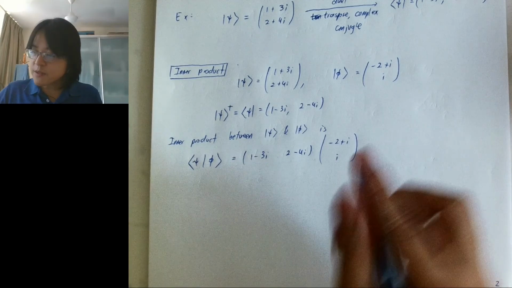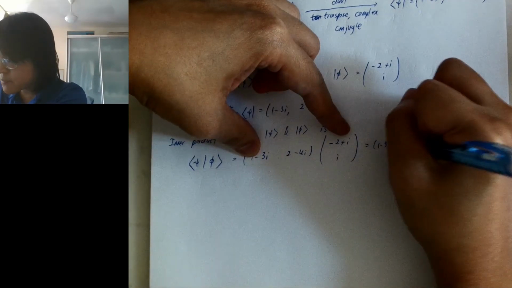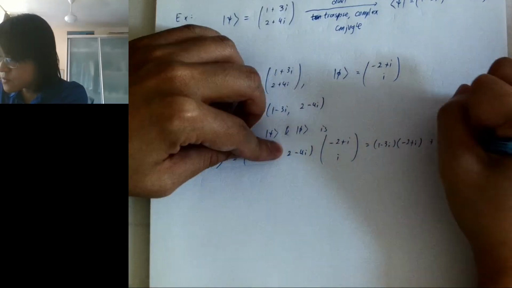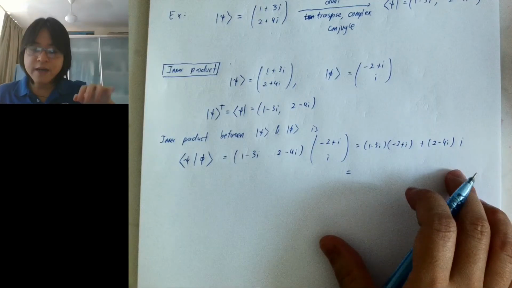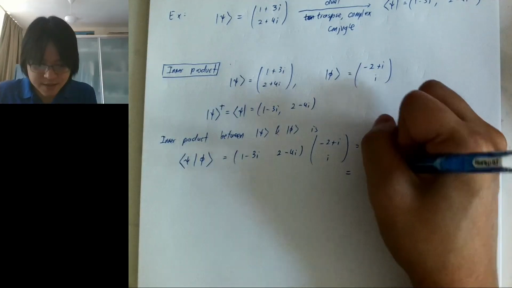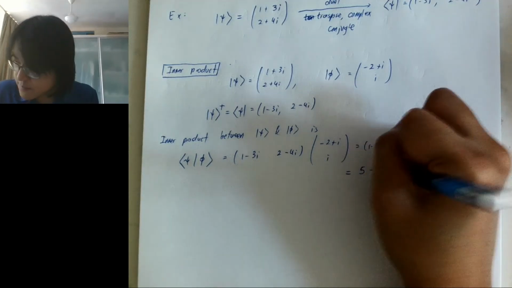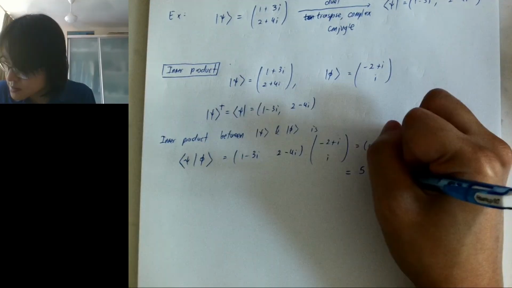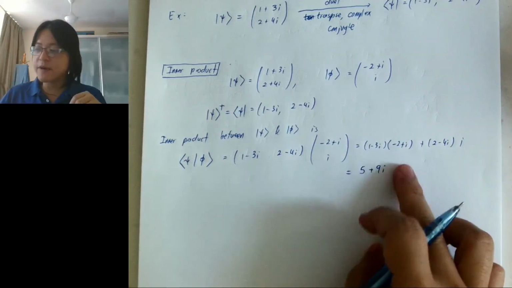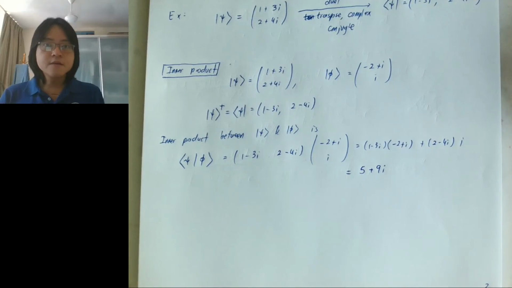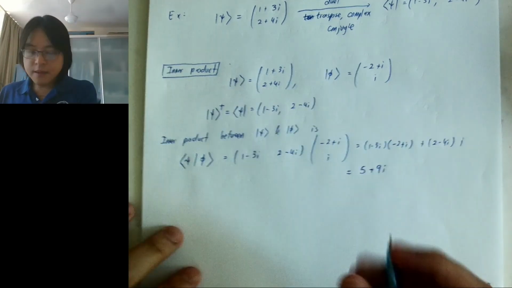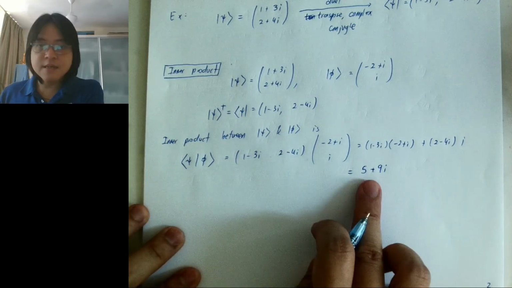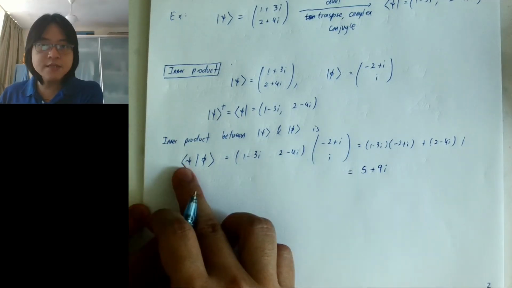If you multiply this out, this is going to be 1 minus 3i times 2 plus i, and then 2 minus 4i times i. If you work everything out, I'll skip to the answer. Let me check my notes: 5 minus 9i. Oh, sorry, plus. 5 plus 9i if you expand everything out. So this is how you get the inner product between two different vectors. But notice that this is a complex number. So let's see what happens if we try the other way around.